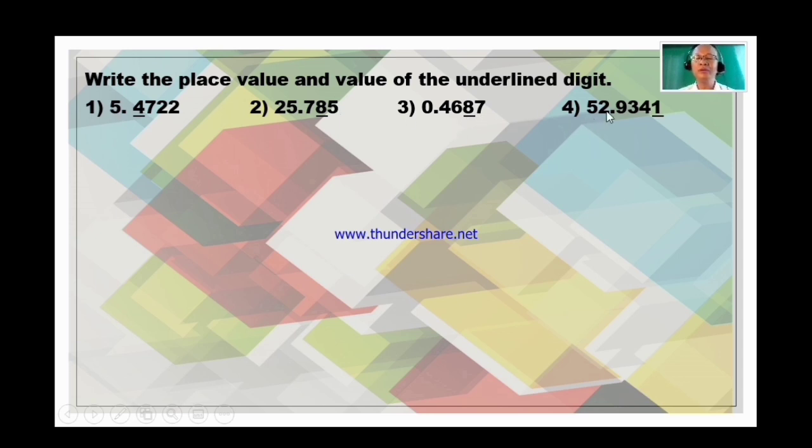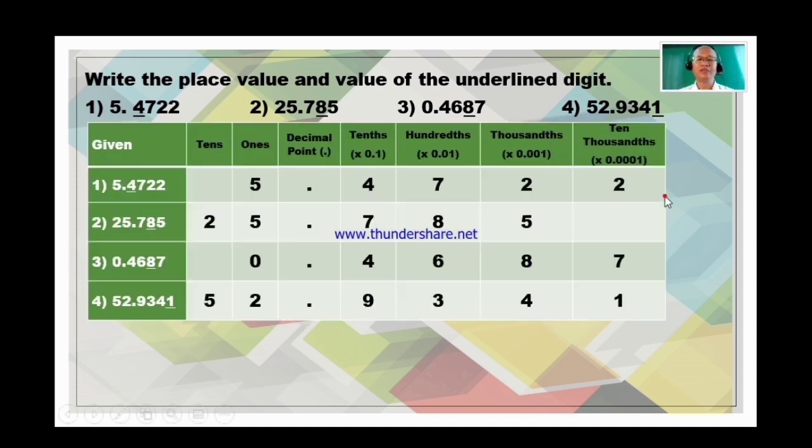Number 4, we have 52. If you are going to read the decimal, you change the point to "and": 52, the whole number, and the decimal number. So 52 and 9,341 ten thousandths. What is our underlined digit there? We have number 1. So what is our first technique to master identifying the decimal place value and the decimal value? We will use the decimal place value chart.